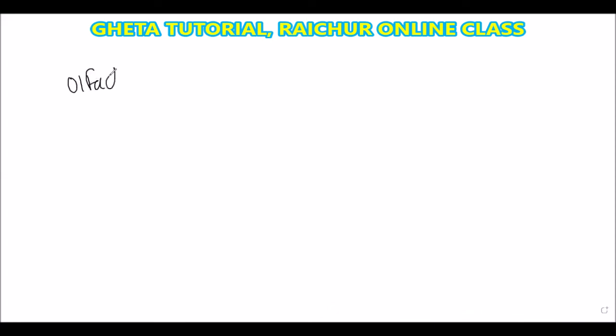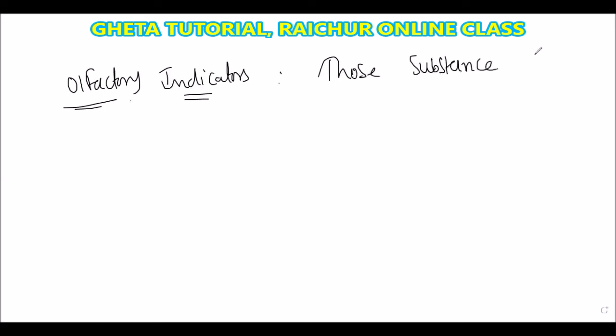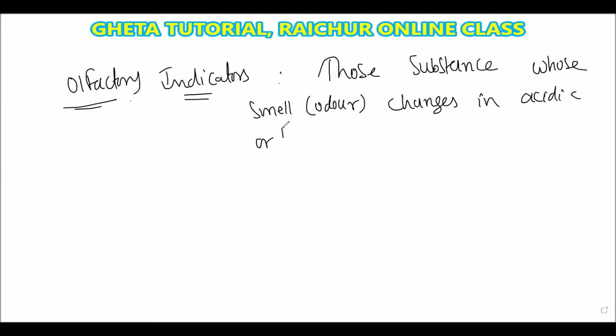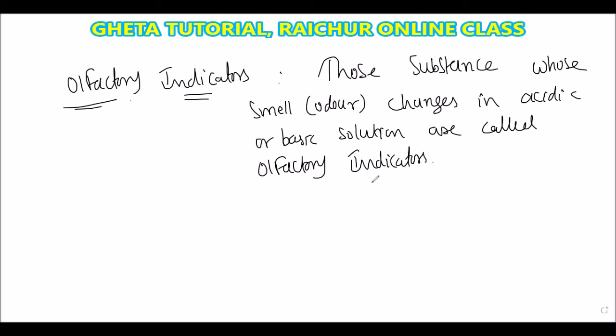I'm talking about olfactory indicators. So what are olfactory indicators? Those substances whose odor or smell will change in acidic or basic solution are called olfactory indicators. Okay, here are some examples of olfactory indicators.